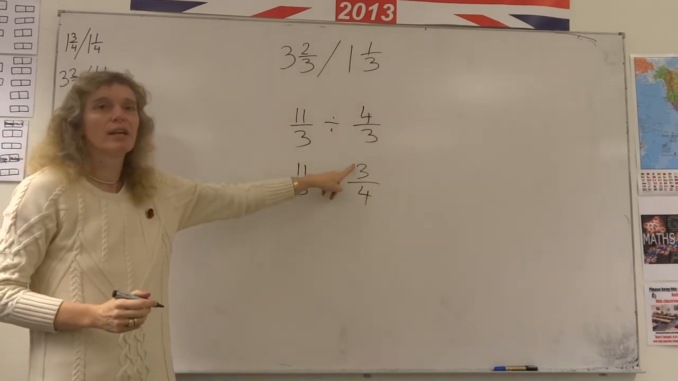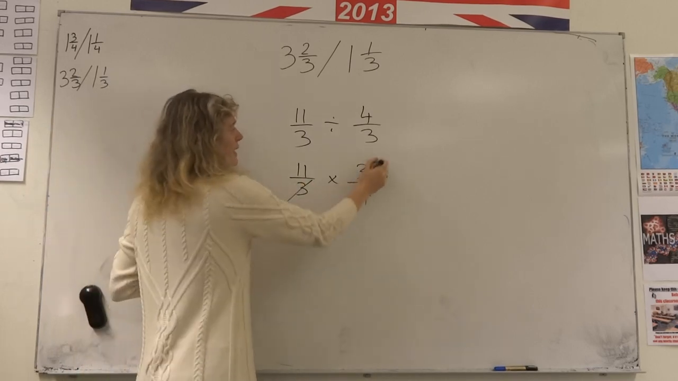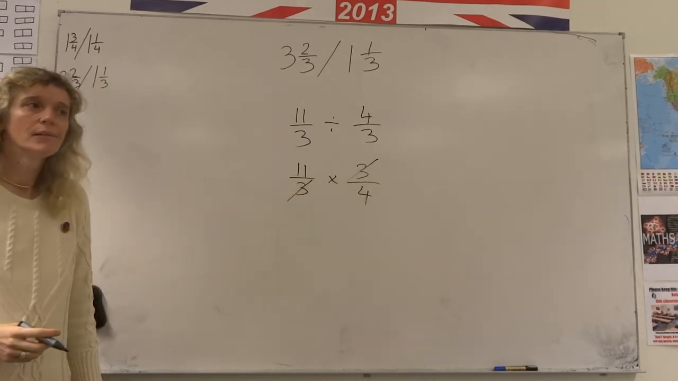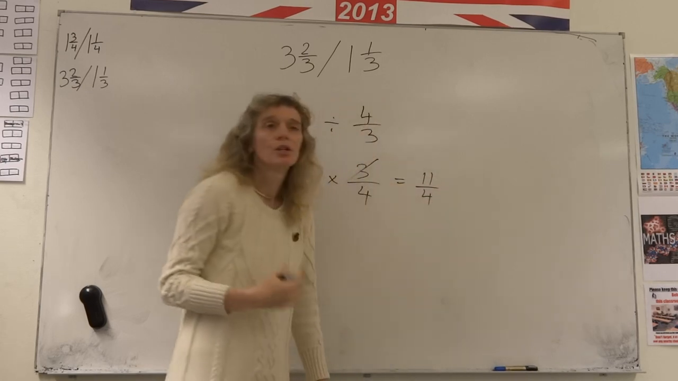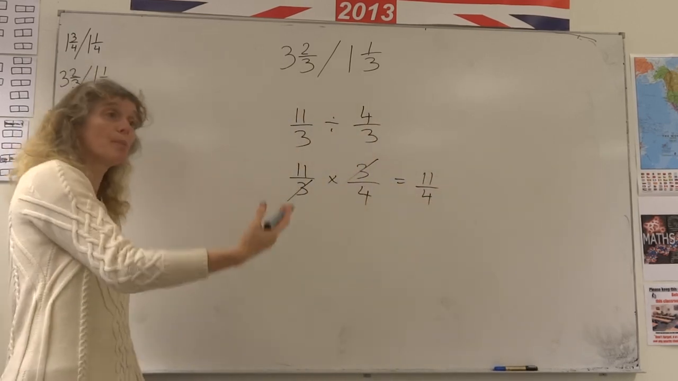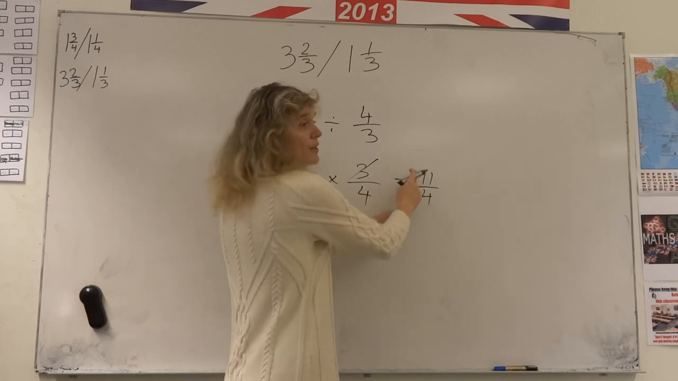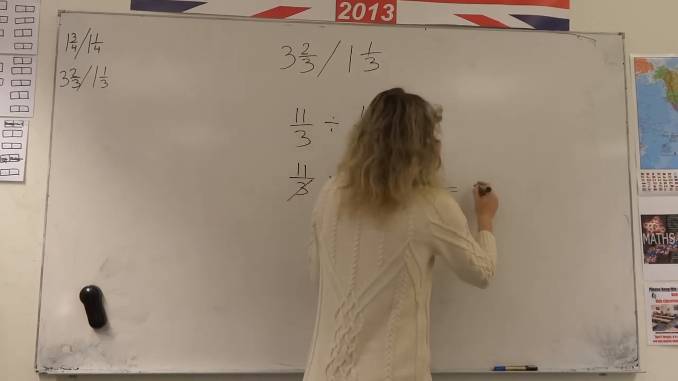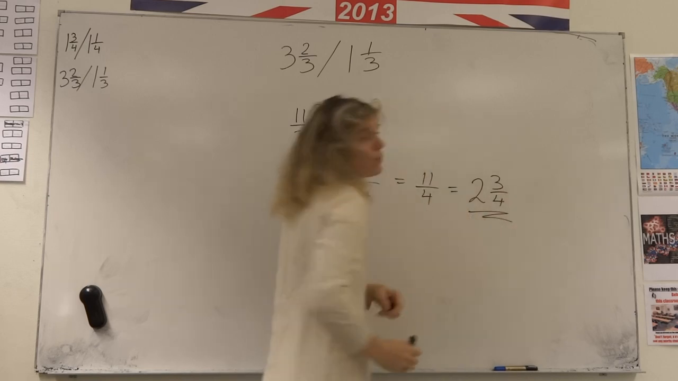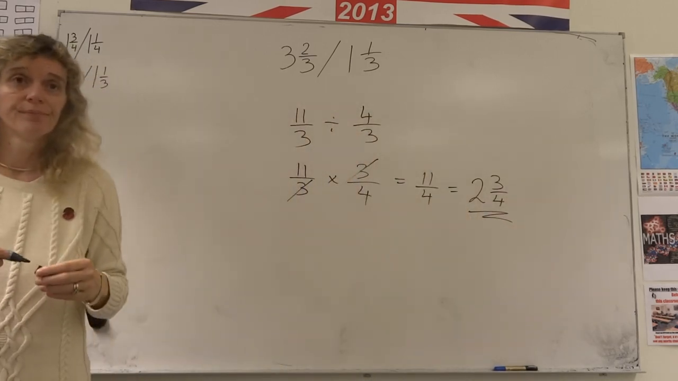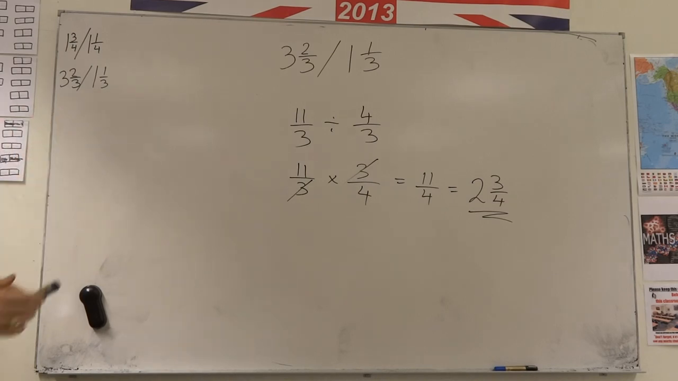Notice again I have 3 divided by a 3 here, so I can cancel those directly, giving me the answer 11/4. Do I leave it like that? No. I put it back into mixed fractions. 4s go into 11, 2 times, with 3 left over. 3 what? 3/4. Okay, and that's how you divide when you've got mixed forms of fractions.